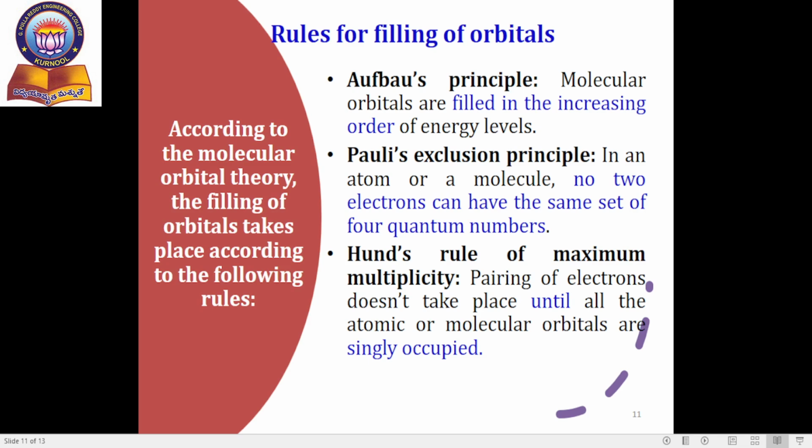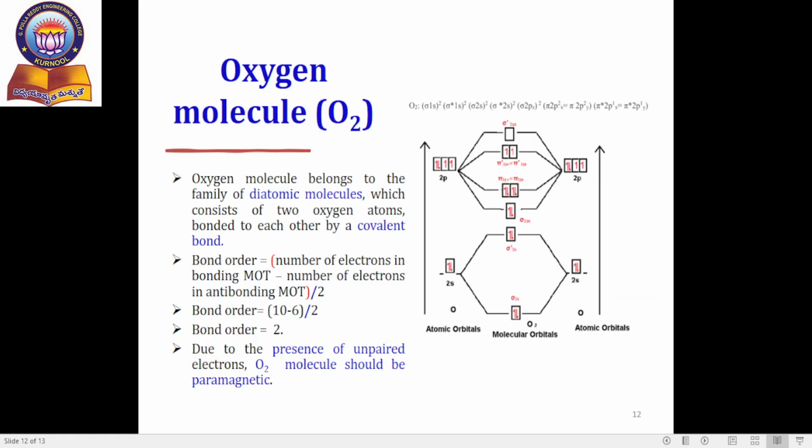According to molecular orbital theory, the filling of orbitals takes place according to the Aufbau principle. Molecular orbitals are filled in the increasing order of the energy levels. Pauli's exclusion principle: in an atom or a molecule, no two electrons can have the same set of four quantum numbers. According to Hund's rule, pairing of electrons does not take place until all the atomic or molecular orbitals are singly occupied. For example, the oxygen molecule.